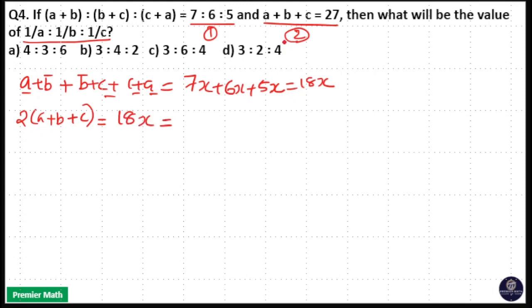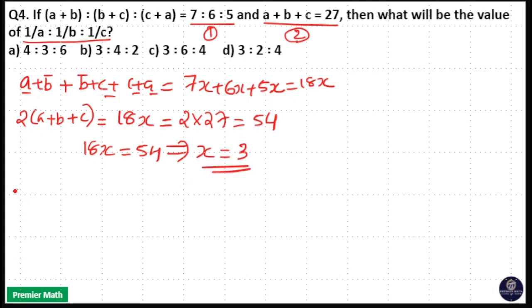But you already know from the second equation a plus b plus c is equal to 27. That means 2 into a plus b plus c will be 2 into 27. That is 54. So we have 18x is equal to 54 here. That means x is equal to 54 by 18 is equal to 3.